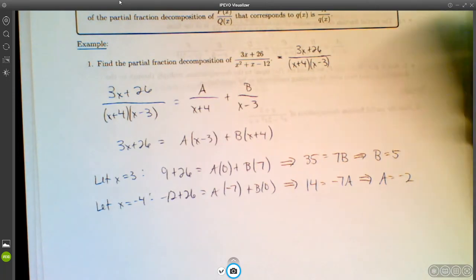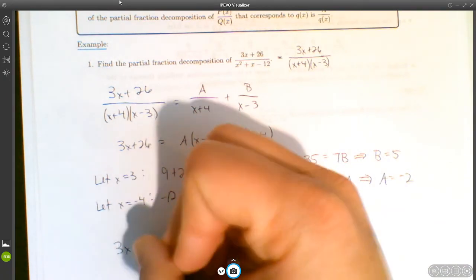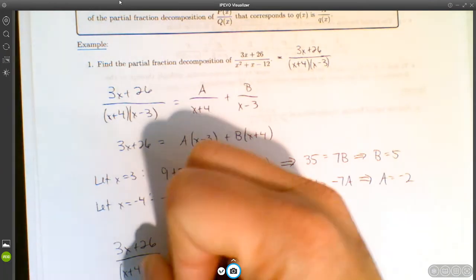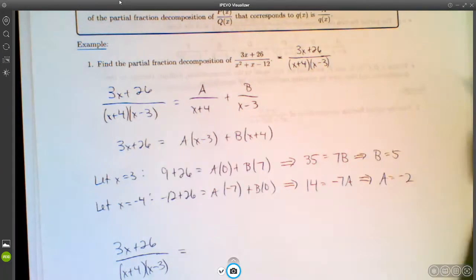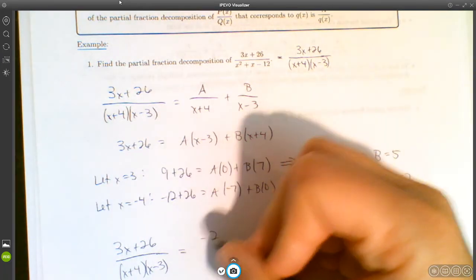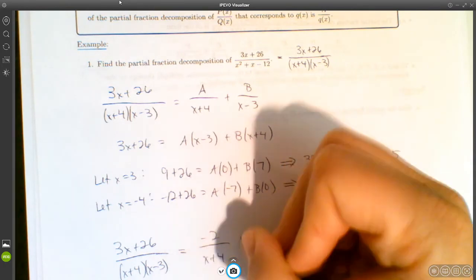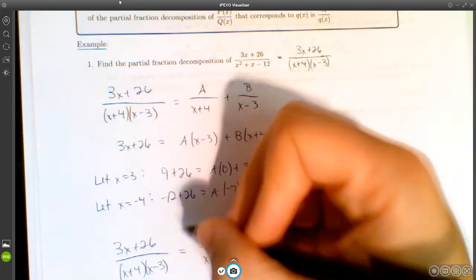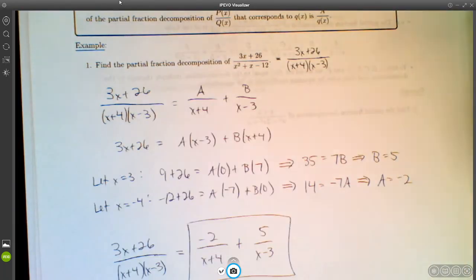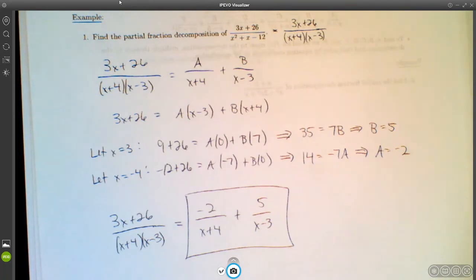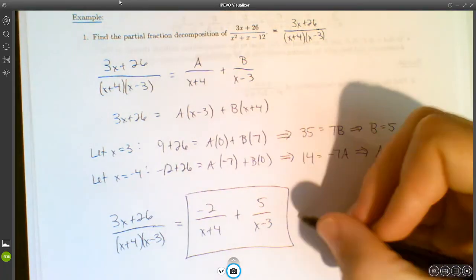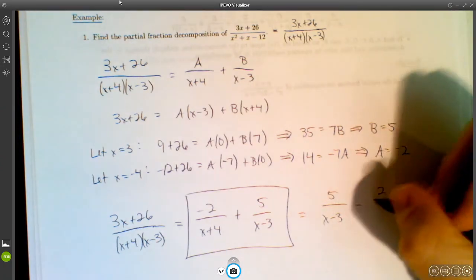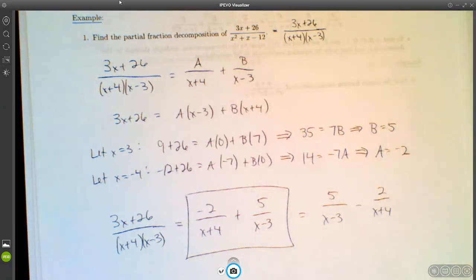Okay, so the partial fraction decomposition of 3x plus 26 over x plus 4 times x minus 3 is negative 2 over x plus 4 plus 5 over x minus 3. Okay, and that's that. You can write this in a different order, right? You could, of course, write this as 5 over x minus 3 minus 2 over x plus 4. That would be the same thing.